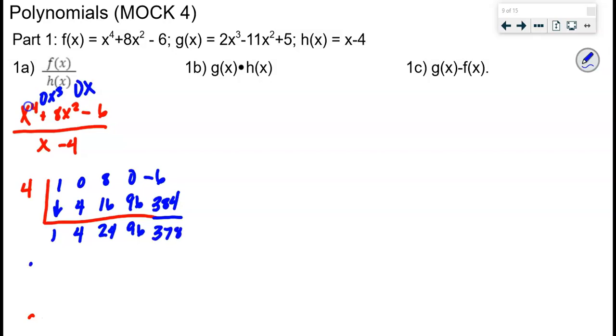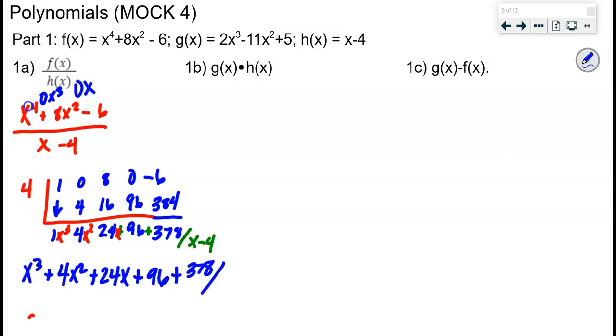So our answer here is going to be, okay, so let's do this like I would normally do it. So I'm going to put this over our x minus 4, because that's going to be our remainder. We're going to put a plus there. That would be our constant, right? And then the next term would have an x here to the first. This would have an x to the second, and this would have an x to the third. Okay, so when we write our answer, it's going to be x to the third plus 4x squared plus 24x plus 96 plus 378 over, guess what, x minus 4.